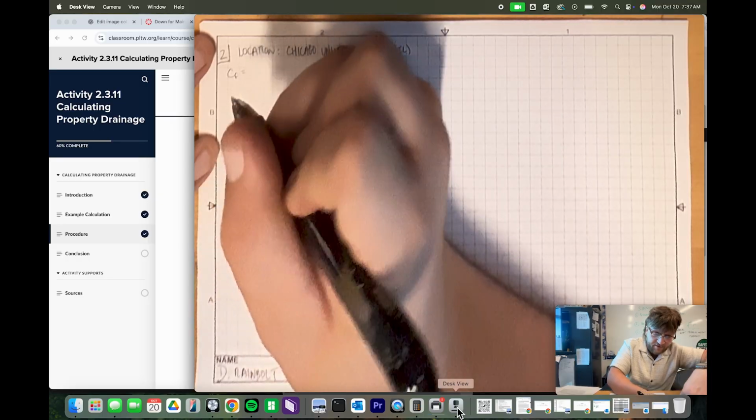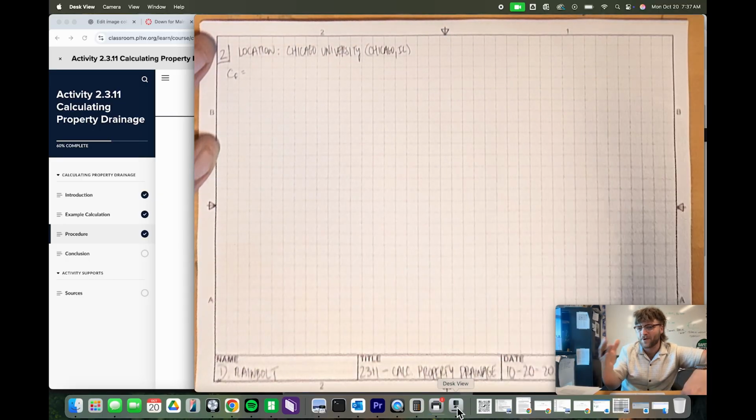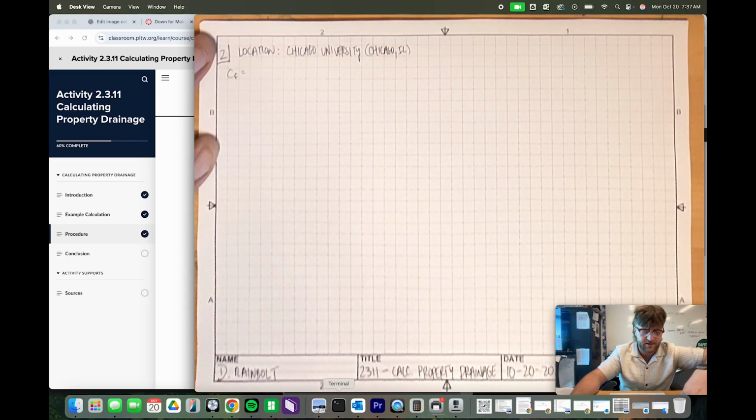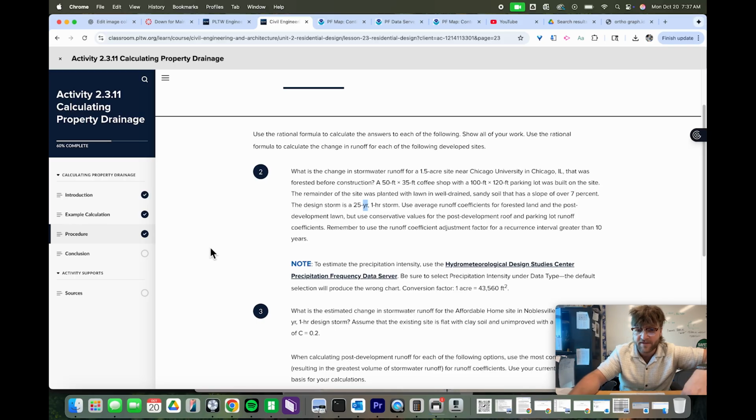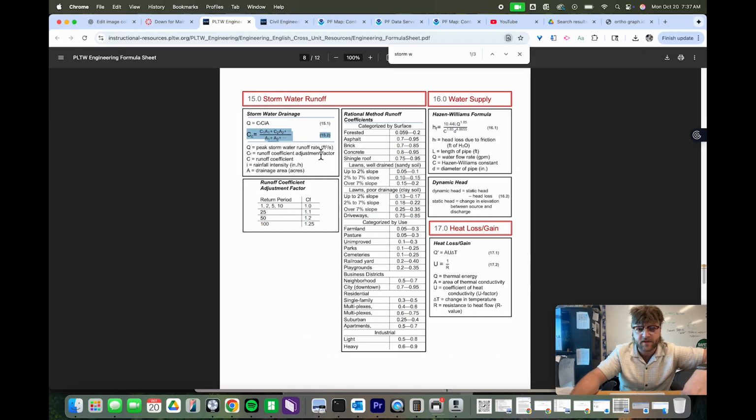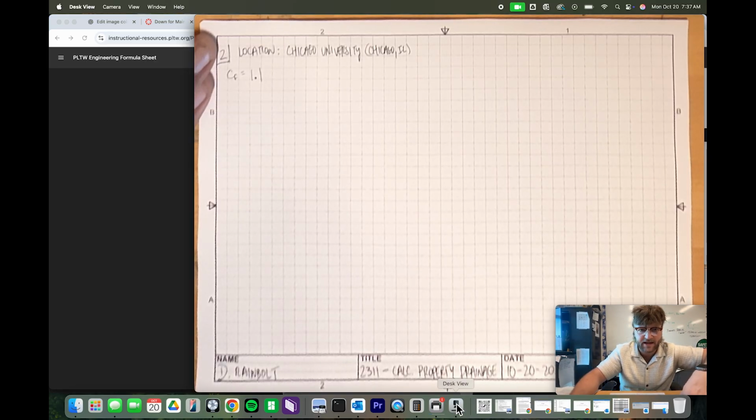So our CF values, remember this is going to remain consistent throughout. CF is set up for a 25-year storm is what we've got. So if we pop into our equation sheet here, we can see we've got a 25-year storm. So that's going to be 1.1 for our CF value. I went ahead and noted that.